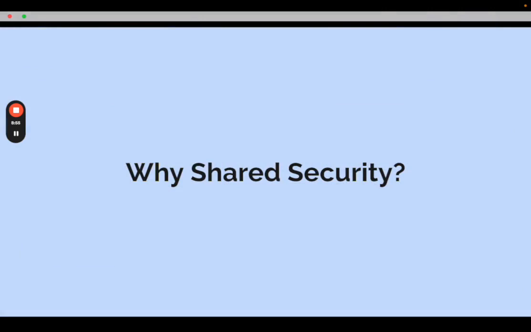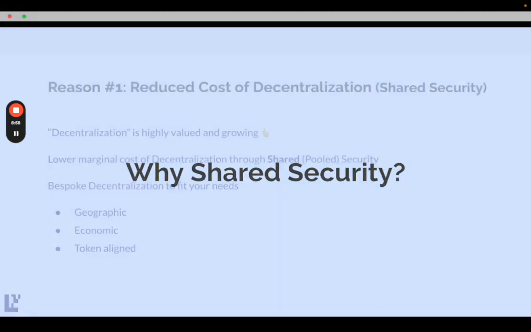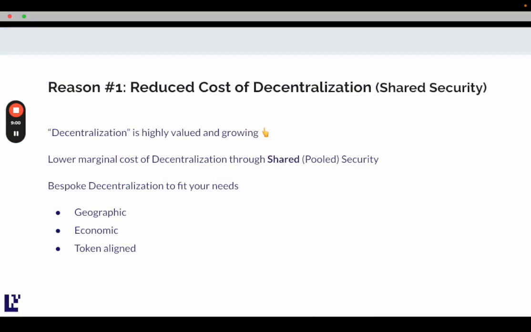And so when we talk about shared security, we should say for a brief minute here, why shared security? There's a couple reasons. We talked about how decentralization is valued generally among the Web3, and that value is growing over time. Also, there is a lower marginal cost of decentralization, because if we're using shared security, we only need to tap into a portion of that security that's available. So our cost of bootstrapping that is less than if we went off on our own and started our own network from scratch. But also in that process of tapping the shared security, we can choose the version of decentralization that matters to our project.